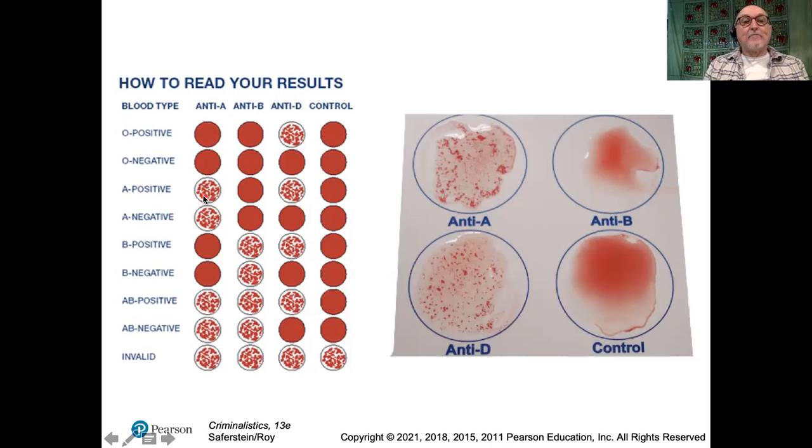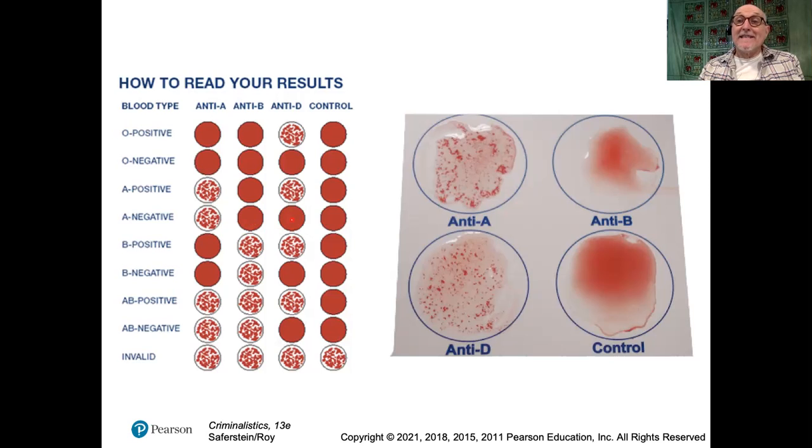Let's take another one. Let's take A, and we'll do A negative. It's not a very common blood group, but nonetheless, here's our blood drop. We added anti-A antibody, and it agglutinated. Tells us that those blood corpuscles have A antigen. We tested with anti-B. There's no agglutination. Why? Because this is A blood. It doesn't have a B antigen on the surface.